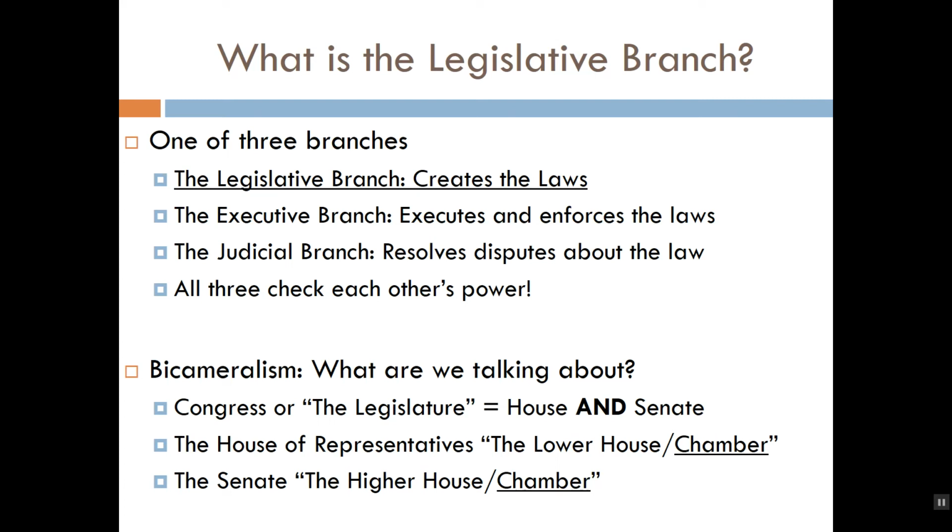But Congress also has the power to check the judicial branch. And they can check the judicial branch in a couple of ways, but the most constitutional way for the legislative branch to check the judicial branch is to engage in what we call jurisdiction stripping.